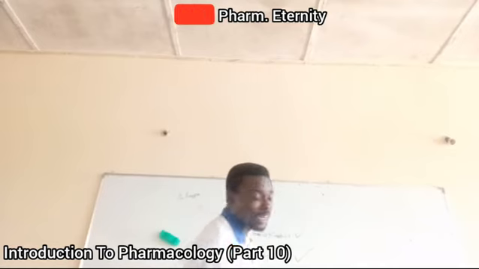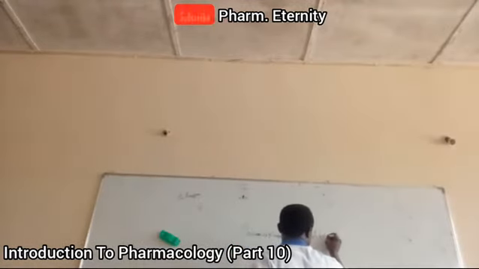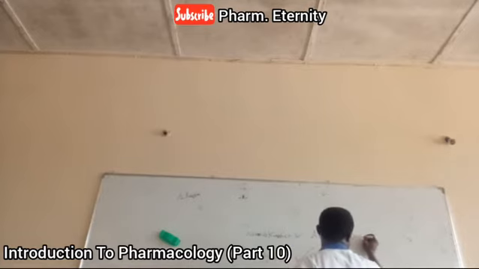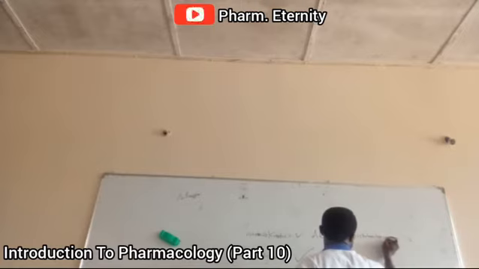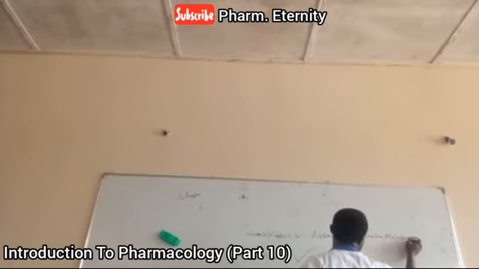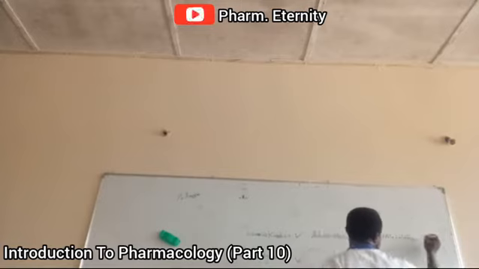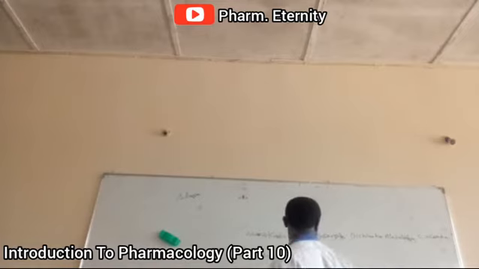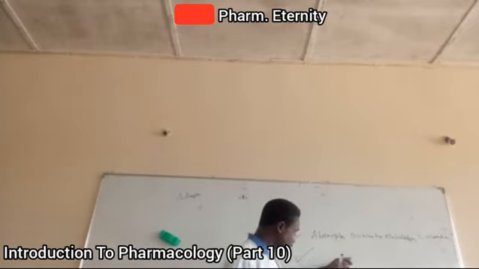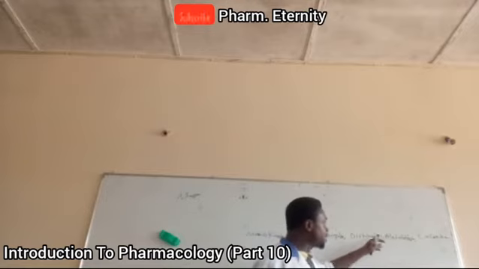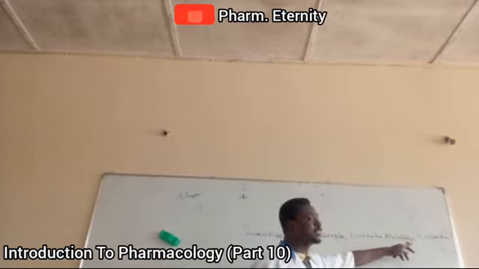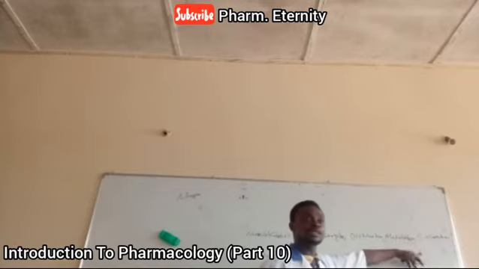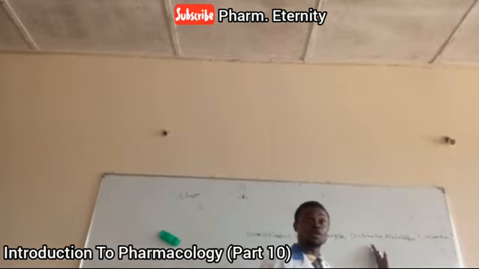So pharmacokinetics here, we are talking about absorption, distribution, metabolism, then excretion. It will be absorbed, distributed, metabolized, and even as part of absorption, there are some parts that the body doesn't need, and they will be excreted.